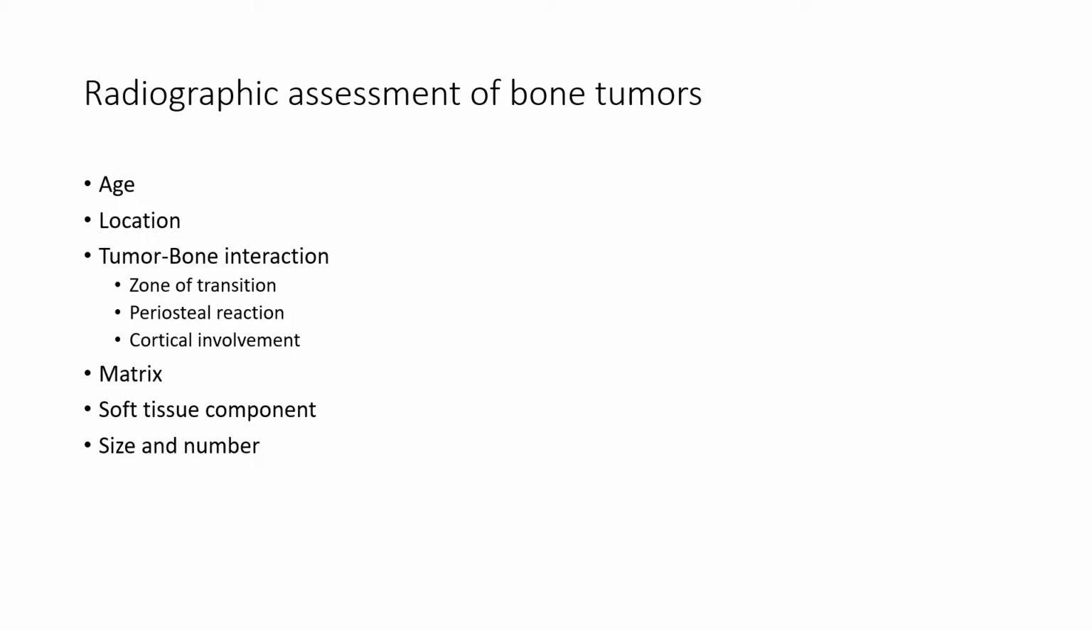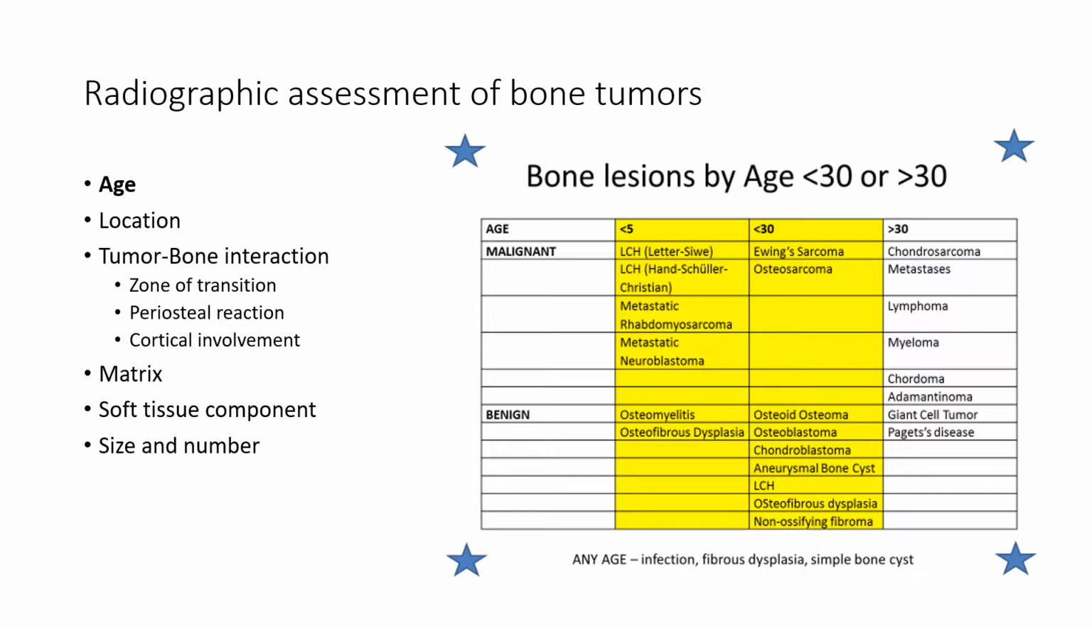The actual matrix, or what is the bone tumor making? Is there a soft tissue component that is associated? And then the size and number of lesions. Age is important in the radiographic assessment of bone tumors. It's the first thing we find out about a patient and our first indication as to a differential diagnosis.